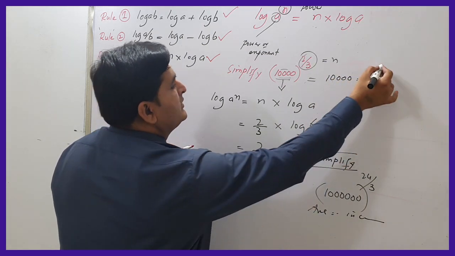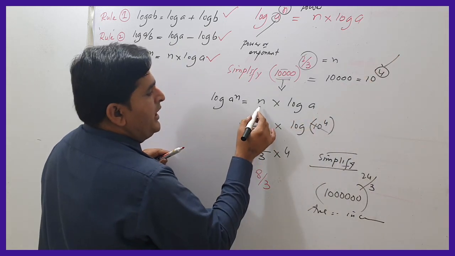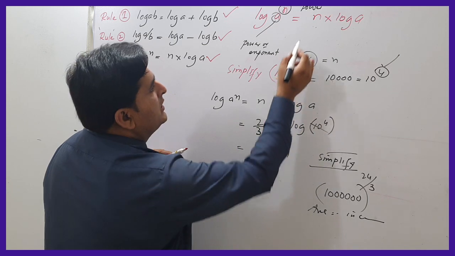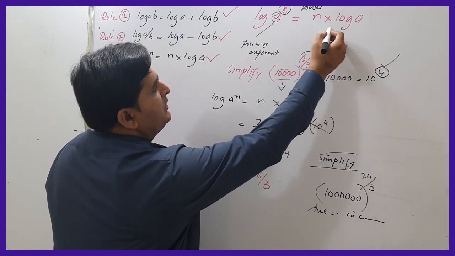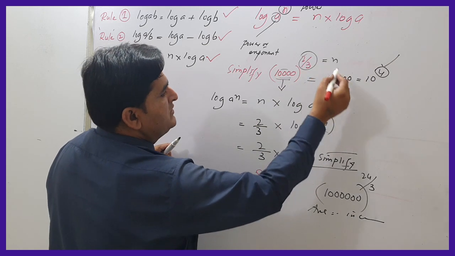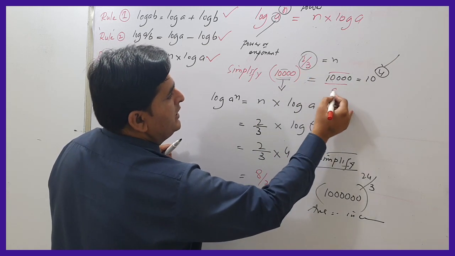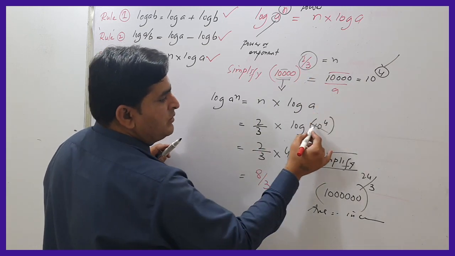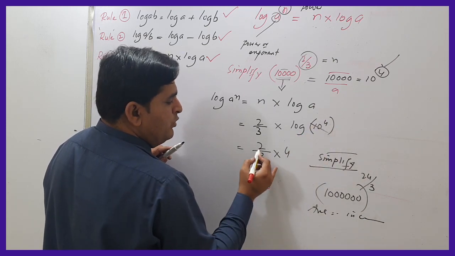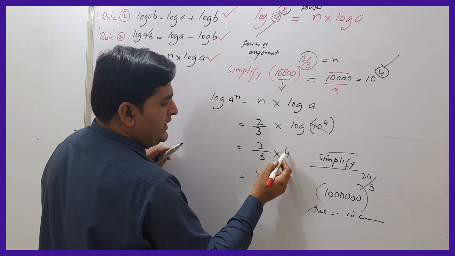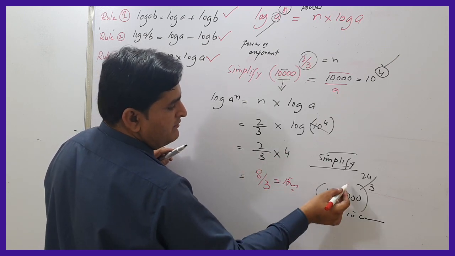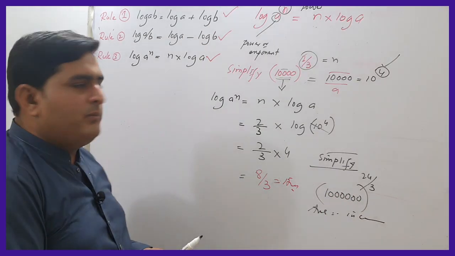Its logarithm will be 4. So n is your whole power, which is 2 upon 3. According to the formula, n is the whole power into log a. So 2 upon 3 is n, and a is equal to 10 to power 4, so its logarithm will be 4 as its exponent is 4. So 2 upon 3 into 4 is 8 upon 3, this is the answer. So find the value of this answer and comment to me.